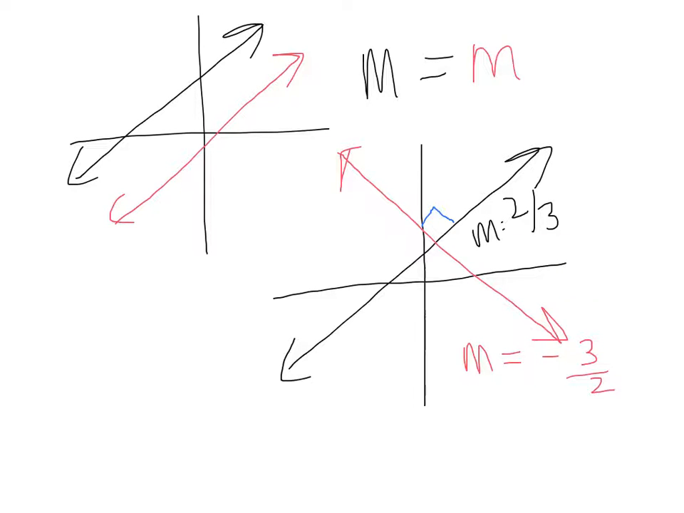Alright, so that's how you're going to tell if lines are perpendicular. You're going to look at their slopes. One of them will be positive, one of them will be negative, and then they'll be flipped over. One will be a 2/3, one will be a 3/2, or whatever the numbers might be.